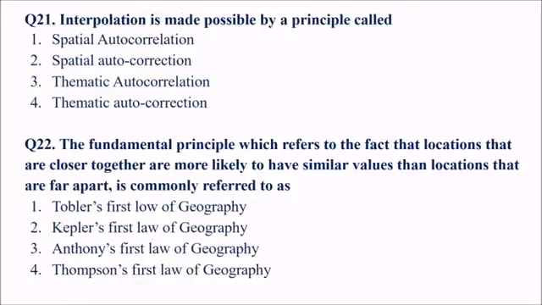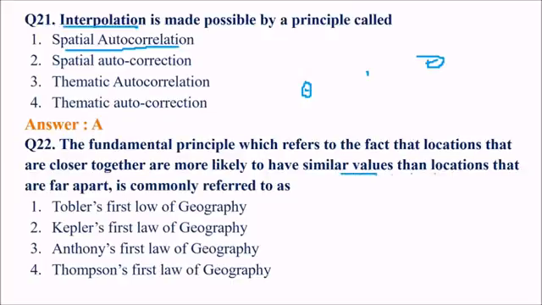Next is, interpolation is made possible by a principle called... We have two words, interpolation and extrapolation. You try to find out certain internal values from two values which are given. So it is made possible by the principle called spatial autocorrelation. Spatial autocorrelation.